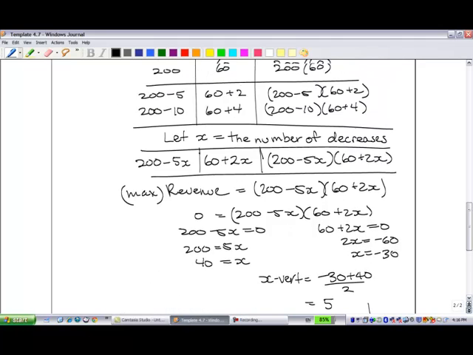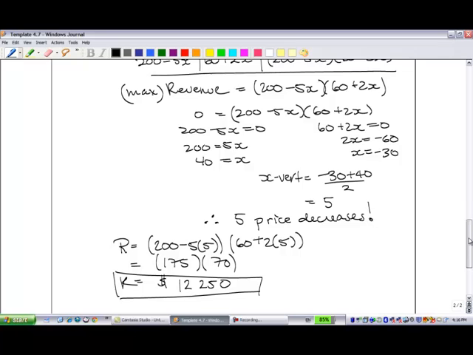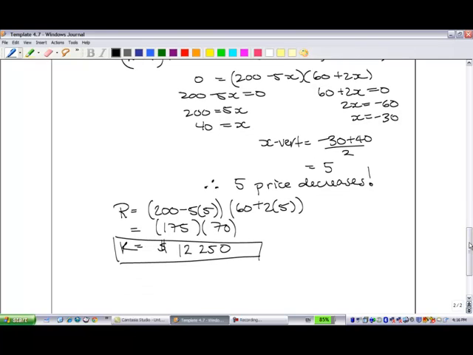We could take a look at some of these other totals to make sure that they are actually below that revenue. 60 times 200 is going to give us 12,000 here. So we see already that because our original was at 12,000 and our maximum revenue here is at 12,250, we did see a bit of an increase.